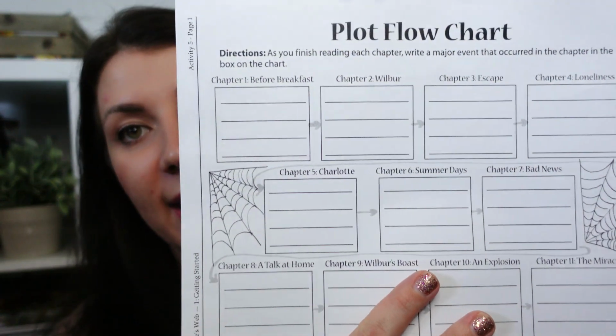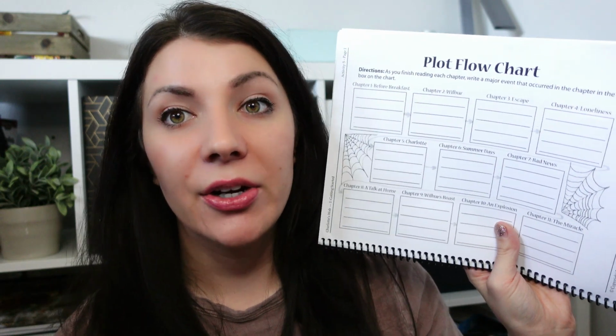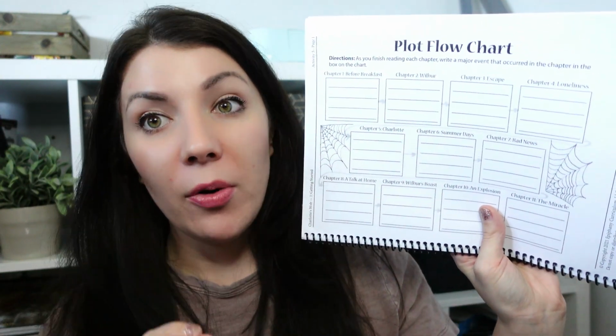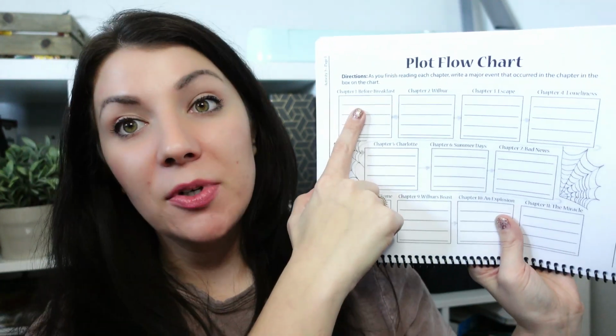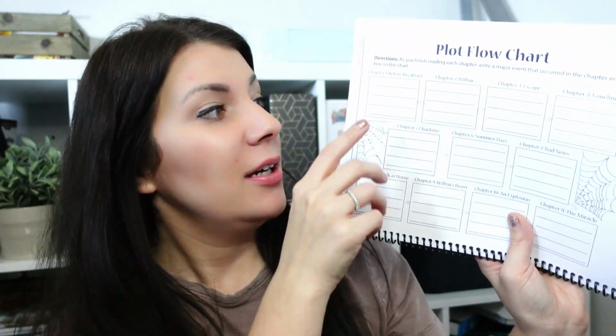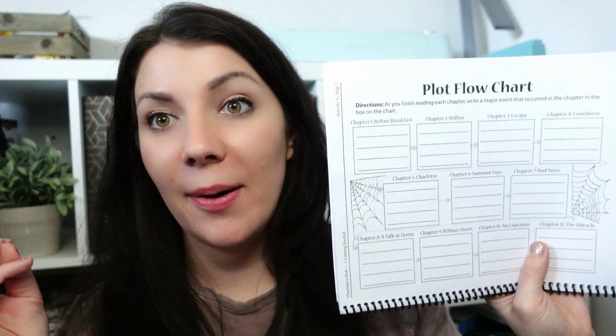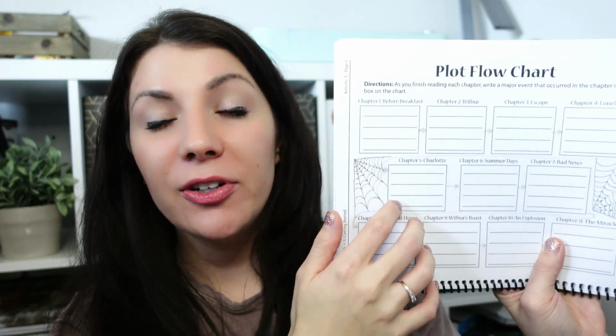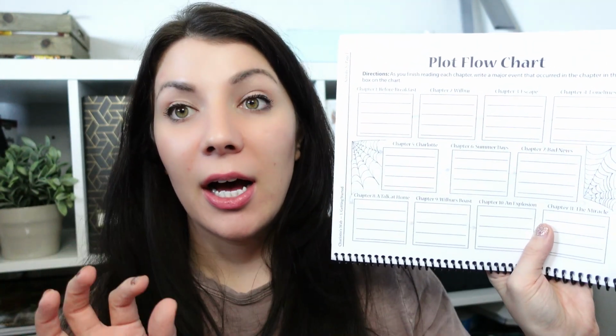For Charlotte's Web, your activity 1 is a plot flowchart. You actually use this throughout the entire unit. So each of these little boxes is for 1 chapter. What we would do is we would listen to chapter 1, and then I would pause the audiobook, and then they would fill this out. All it is is a little what happened in chapter 1. It's tiny. They can't write much. It's just the main idea of what happened in chapter 1. And this is all the chapters in the book. So this is something they filled out the entire unit.